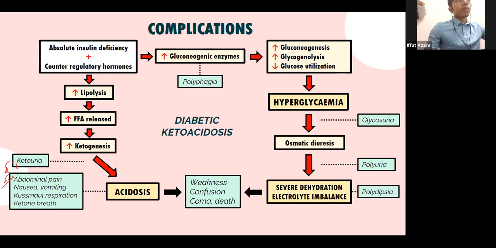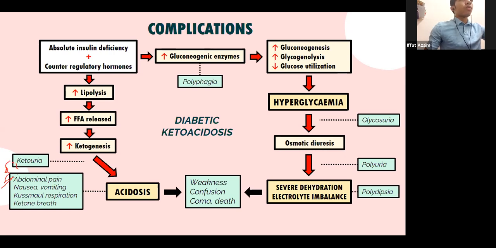There is hyperglycemia, more glucose, so the body will try to get rid of the excess glucose through glycosuria, one of the presentations. And then if there is excess glucose, this will lead to the occurrence of osmotic diuresis, diuretic, so many frequent urinations.